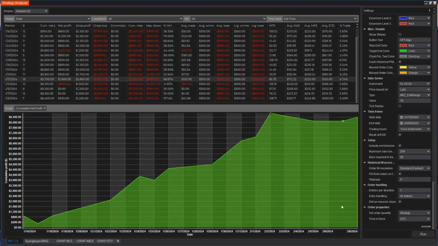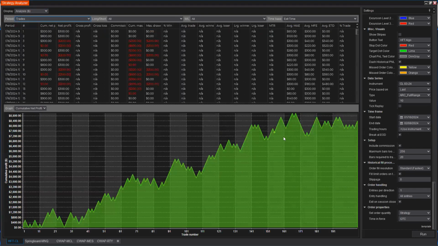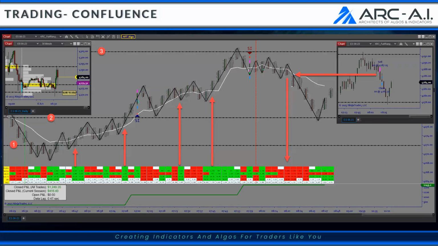And when your equity curve looks like that from day to day, great. What about from a trade by trade perspective? Looks good. There's some drawdowns in here. But as long as it can trade its way out of the drawdown, we're good, right? So good stuff. So that's one.